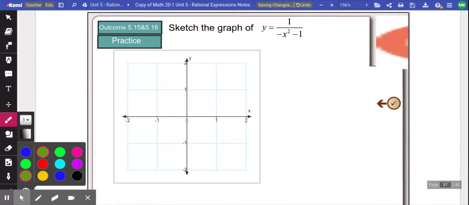Okay, hopefully you paused and tried it. To start this question off, you had to graph this to see what it looked like. This had a y-intercept at -1 right there, and then it would have gone off and down, like that.